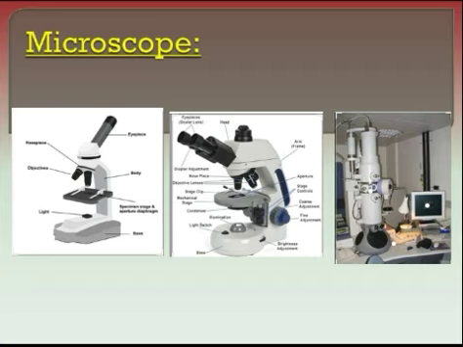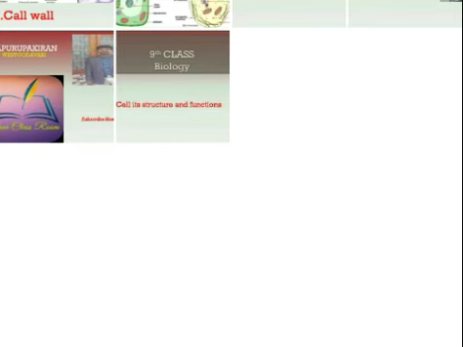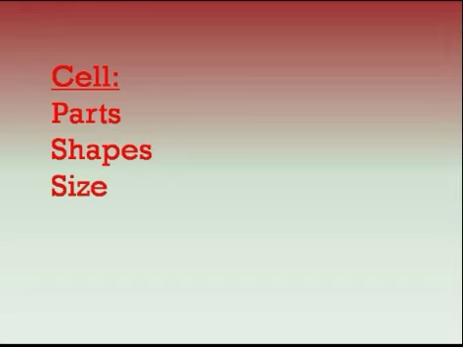So with these microscopes we observe the cells. When we are seeing through the microscope, we observe the shape of the cell, parts of the cells and size of the cells. First of all, we talk about the parts. In cells, through the optical microscope, we observe the cell wall and cell membrane, nucleus and chloroplast and mitochondria. These are the cell parts.